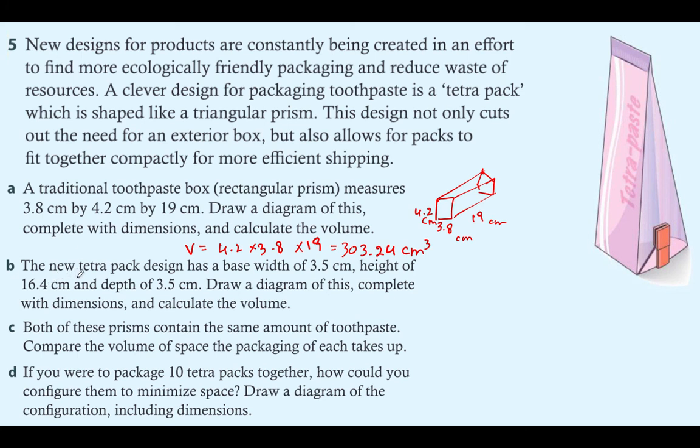In part B, they say the new Tetra Pak design has a base width, you can see the image here. The base width is 3.5 and height is 16.4 and the depth is 3.5 centimeters. So draw a diagram of this and complete with dimensions and calculate the volume. So suppose if we consider this diagram, these are the two lengths and this is the height. So height has been given as 16.4. So we can say that this dimension is 16.4. And this is 3.5 and 3.5.